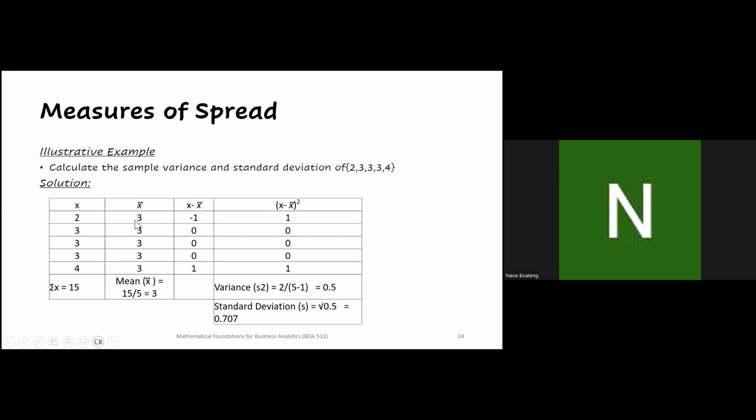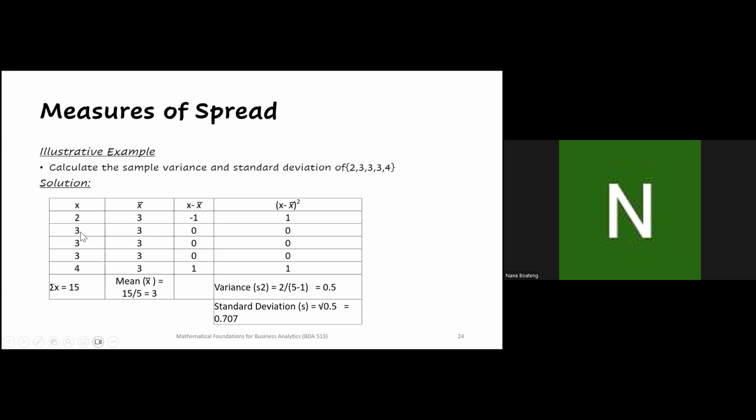3 being the mean, and then it gives us negative 1. We are not interested in negative 1, we are not interested in the difference. We are interested in the square difference. So when we square negative 1, it gives us 1 on the last column. Now let's go to the second row.